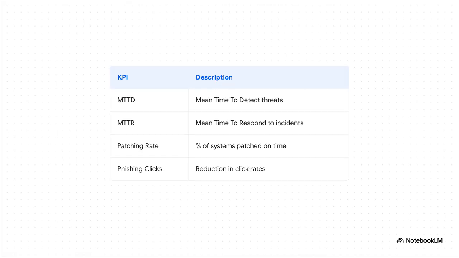And MTTR is just one piece of the puzzle. Organizations track tons of these key performance indicators, or KPIs. How fast do we spot a threat? Are we patching our systems quickly enough? Is our training working? Are fewer people clicking on phishing emails? These numbers don't lie. They give you a real, objective report card on your security health.